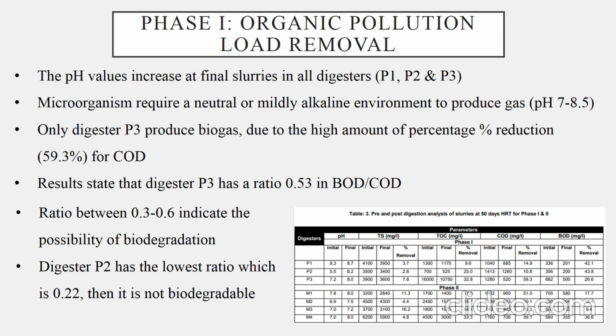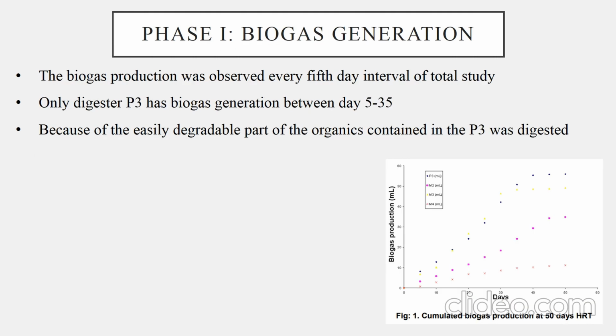The result also states that digester P3 has a BOD/COD ratio of 0.53, and a ratio between 0.3 and 0.6 indicates the possibility of biodegradation. Biogas generation. The biogas generation was observed at every 5-day interval of the study because no rapid increase was observed for all digesters in this phase. Based on the result, the reason why only digester P3 has biogas generation between day 5 and 35 is because the easily degradable part of the organic matter contained in P3 was digested.